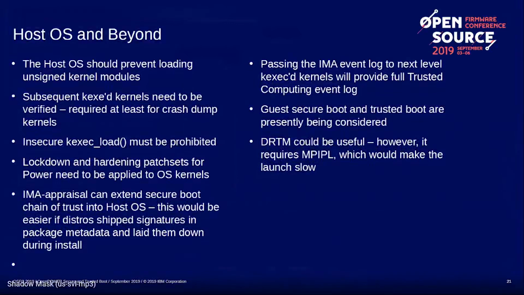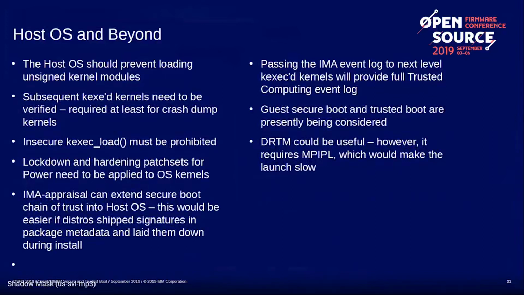The chains of trust, the secure boot chain of trust and the trusted boot chain of trust need to go on up into the operating system. And we don't directly control that, but we'll certainly levy features against distros to harden the kernels. And in particular, kexec load needs to be prohibited. Everybody needs to use kexec file load, so you can kexec signed kernels. So even your crash kernel should be signed. And as I mentioned, we need the Power lockdown and hardening patches.